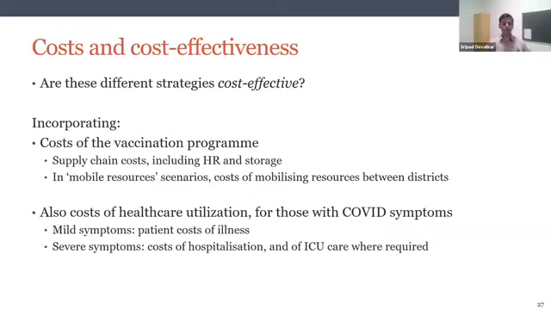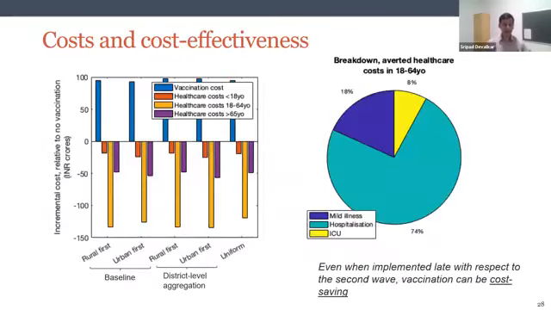So think of people with mild symptoms. What is the cost implication of these patients? And for those with severe symptoms, what is the cost of hospitalization and ICU care where it is required? Some of these healthcare utilization costs have been taken from published studies which have tried to measure this. And what we find, and these are estimates of costs and cost effectiveness under the actual vaccination scenario that I showed you earlier.